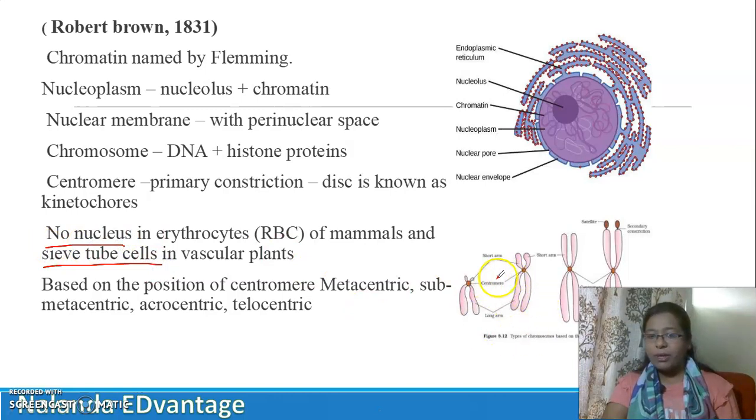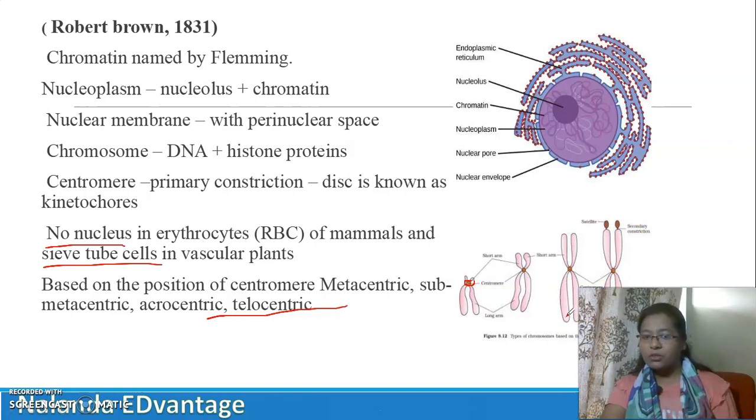Now these are the chromatin fibers which have condensed to give rise to chromosomes. Based on the position of the centromere, this is what is called the centromere, you can say that there are metacentric, submetacentric, acrocentric and telocentric chromosomes over here. Now this is the centromere part. These are the two arms, the short arm and the long arm, sometimes known as the P and Q arms also.